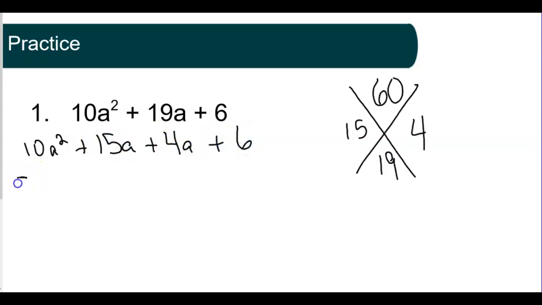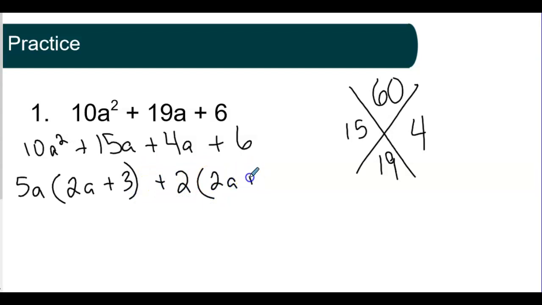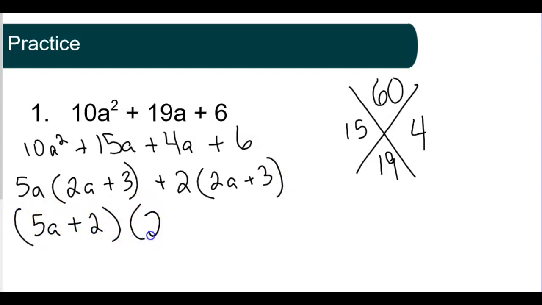I could pull out a 5a from my first two terms. I get 2a plus 3. I can pull out a 2 from my next two terms, 2a plus 3. And my final answer should be (5a plus 2)(2a plus 3).